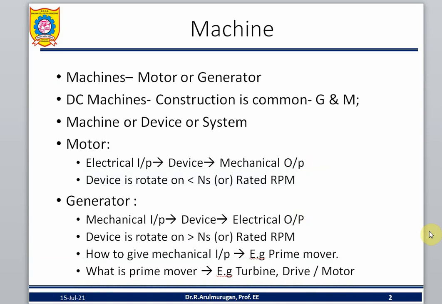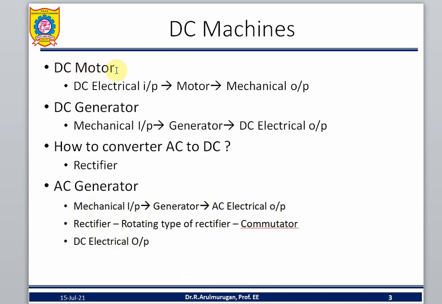Maybe you will get a question like: the machine operating below rated speed is called dash. This is how the motor and the generator are differentiated; we will look at it in the classifications. Then we further discussed the DC motor.